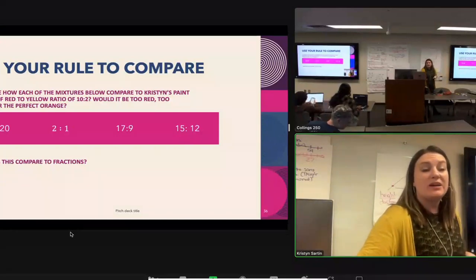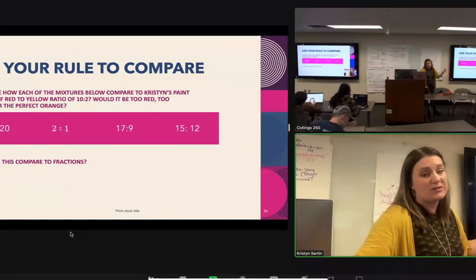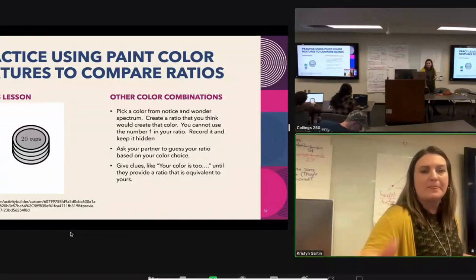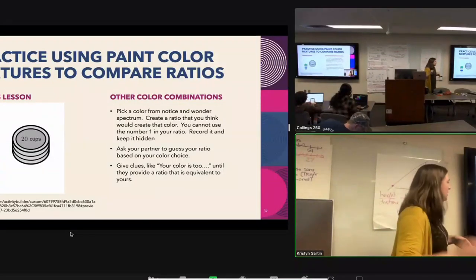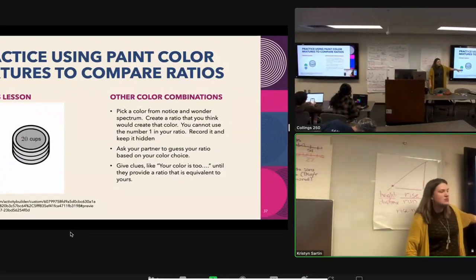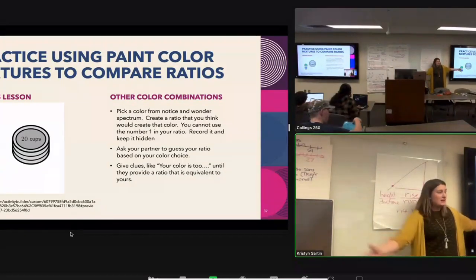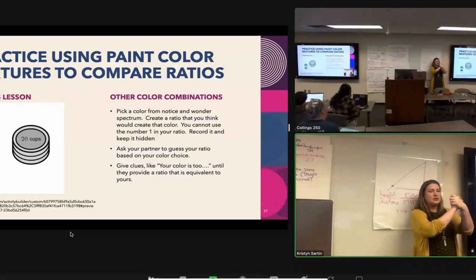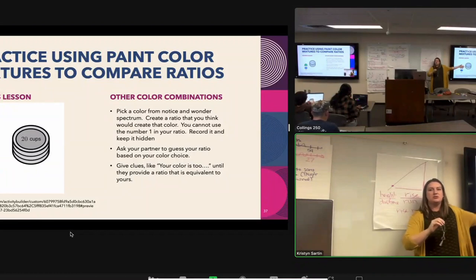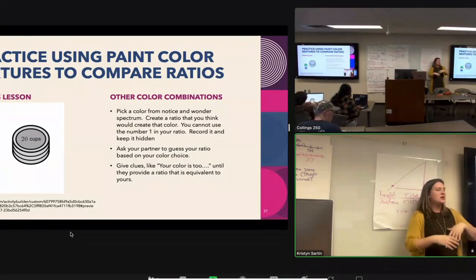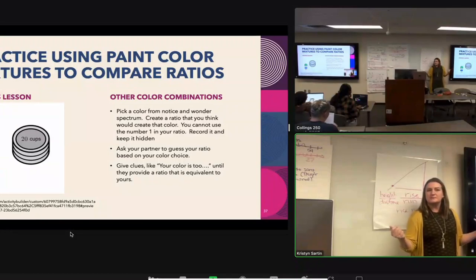And how does this compare to fractions is something I hope you guys come back to over and over again. So Desmos has this really great tool where you can pick how many cups of blue and how many cups of yellow you add, and then it mixes the colors and you get your custom paint color. So you can increase the blue and decrease the yellow and do whatever you want, and then pour it into the white paint and see what your color looks like.